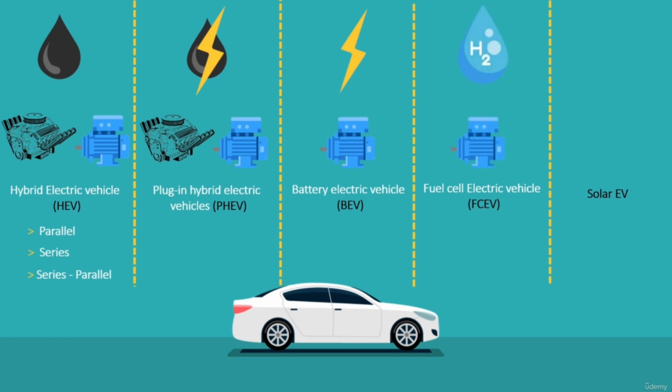Finally, in the case of fuel cell and solar electric vehicle, the energy is directly sourced from hydrogen using fuel cell or from solar panels respectively, while the propulsion is done using electric motor. Now let's look at these vehicles one by one.